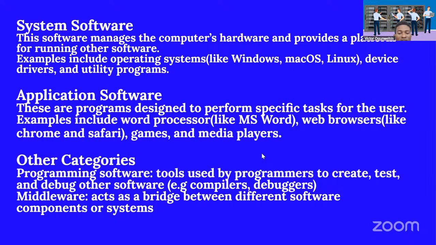All right. So some software does that. We call them debuggers. Some software converts their programming language to what the computer understands. It's called compilers. So those aspects are also programming software.